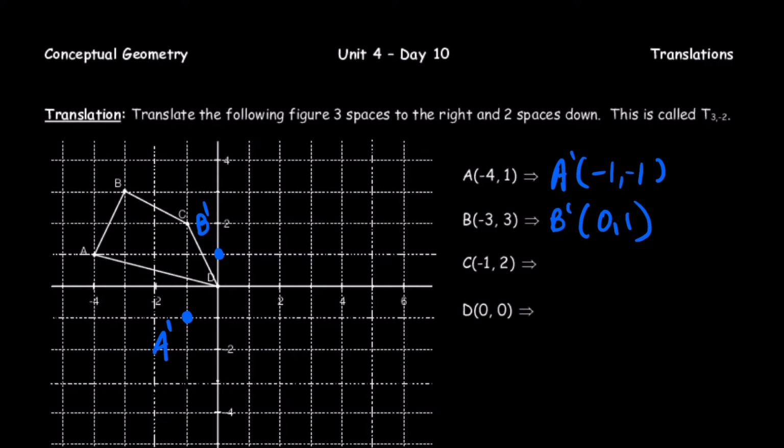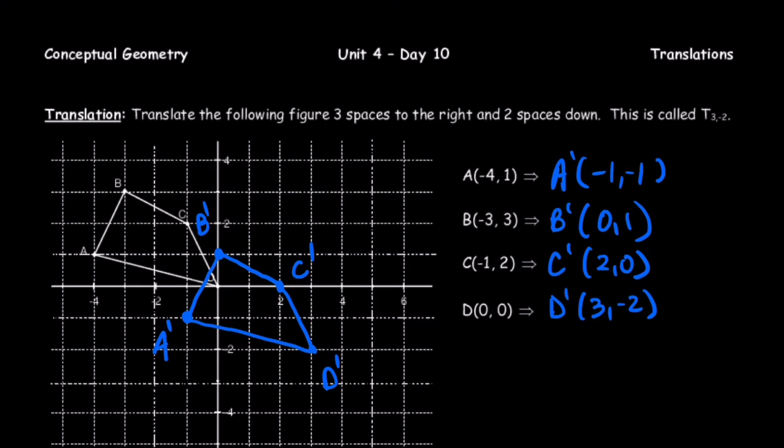C prime, right 3, down 2, goes there. Those coordinates are 2, 0. And D prime, right 3, down 2, goes right there. Those coordinates are 3, -2. Okay, so let's connect the vertices, and we'll see we get a quadrilateral that's the exact same size and shape as the original.